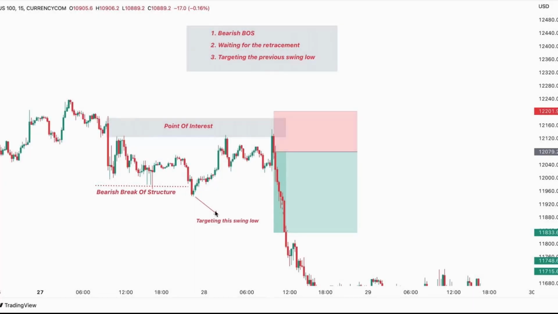And inversely for the bearish trend, we wait for the price to get into a point of interest after a bearish break of structure to put a short position. The target will be the previous swing low as a high liquidity level.